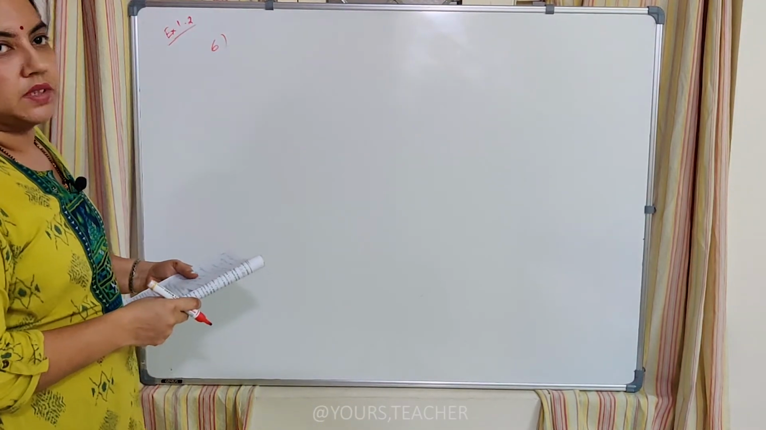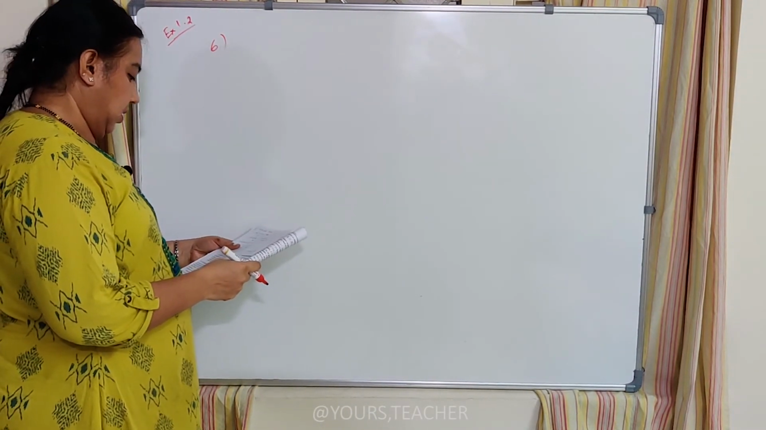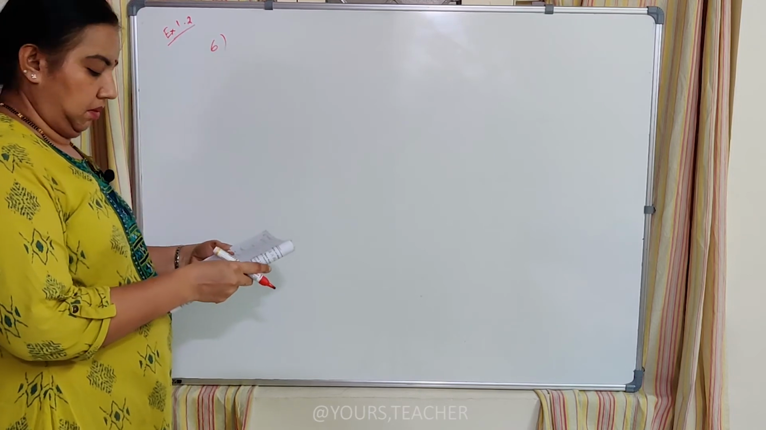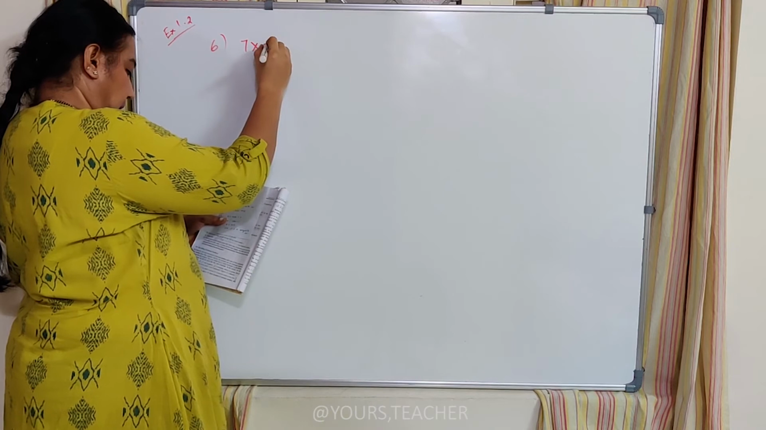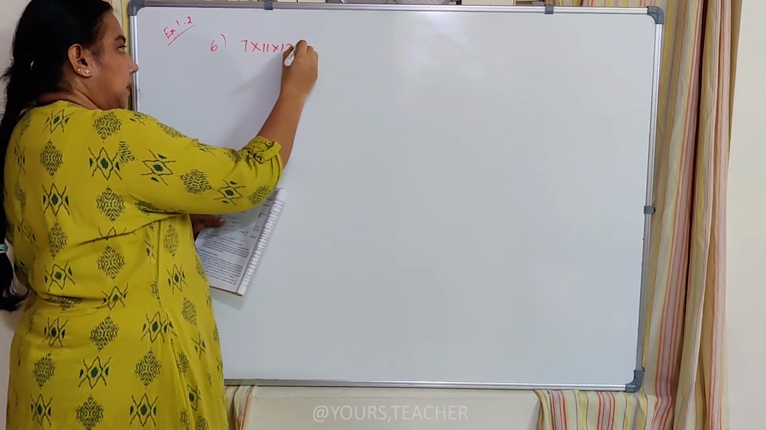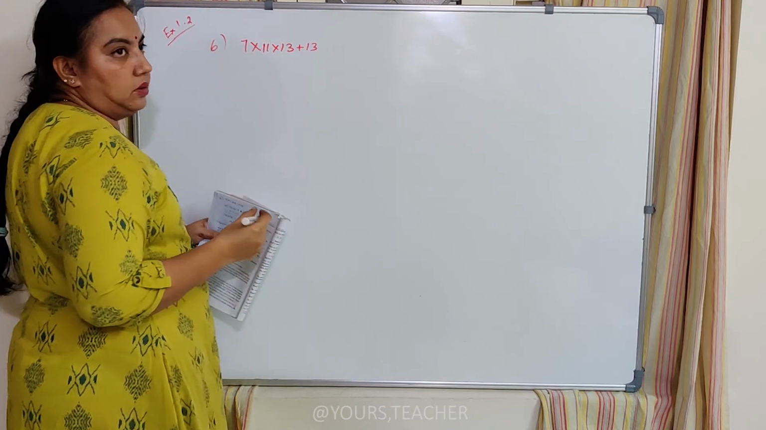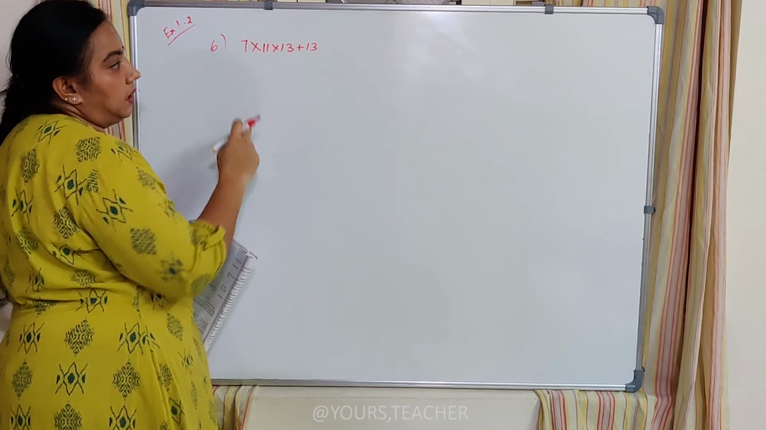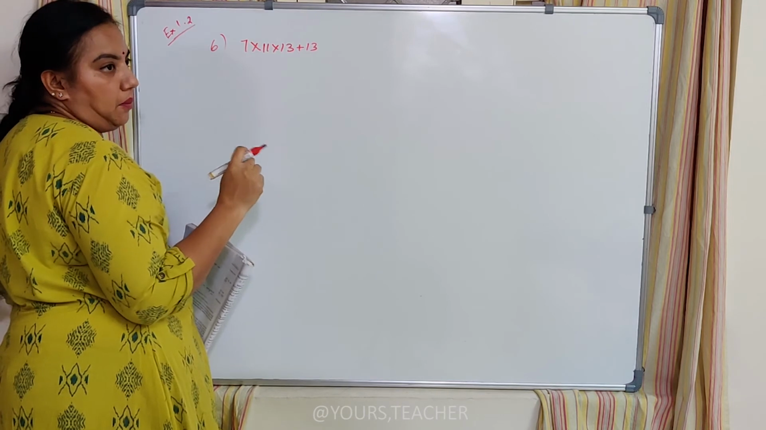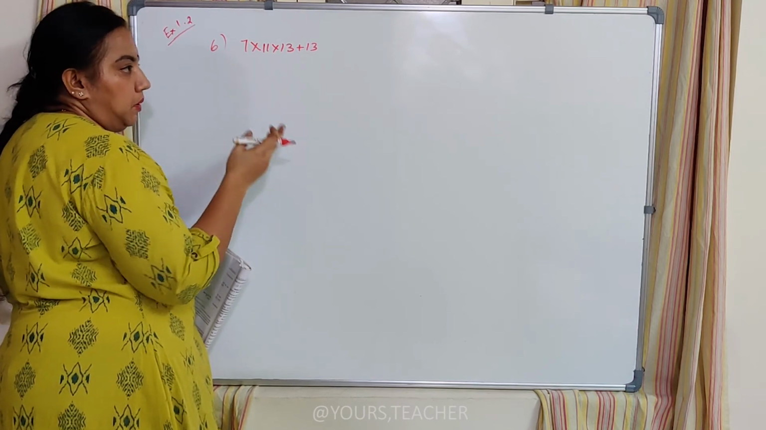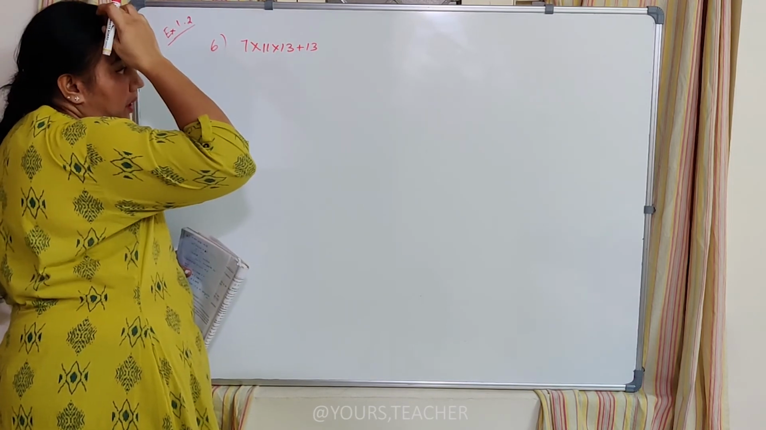The sixth sum is where they are asking us to check whether these are composite numbers. Okay. 7 into 11 into 13 plus 13. If you have to check it directly, it's going to be a very tedious process. You have to multiply these 3 numbers and add 13. So instead of that, I am going to teach you the easy method.